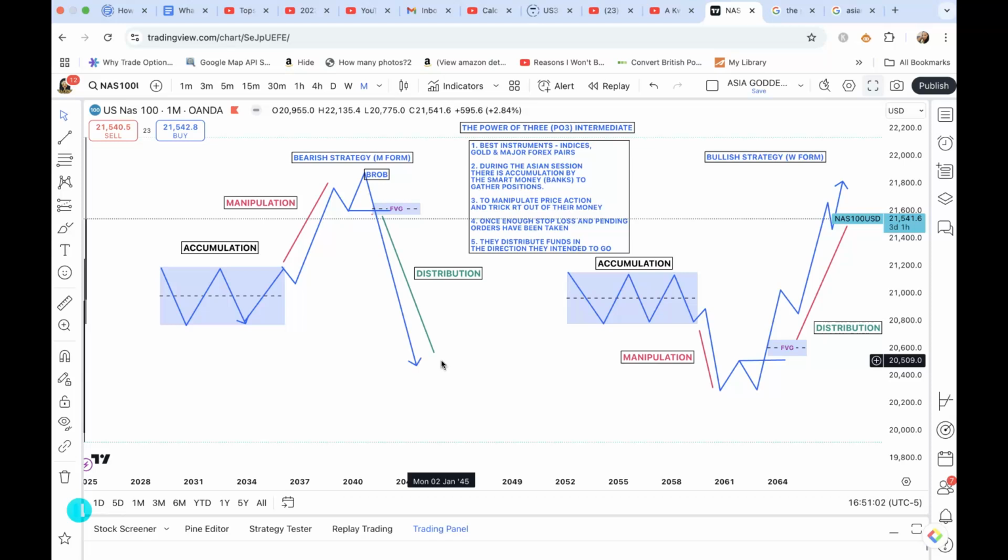So in the next video, I'm going to show you some chart examples of the power of three, PO3, ICT's power of three. I didn't put ICT's name on this one. Forgot that time.